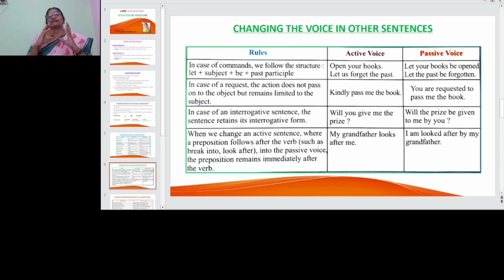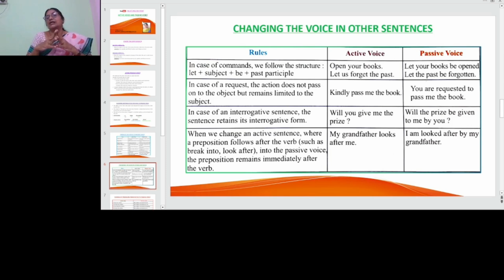Okay. In the case of request, "Kindly pass me the book." So, "You are requested to pass me the book." You are requested to pass me, to pass me. That's how the verb changes for request.